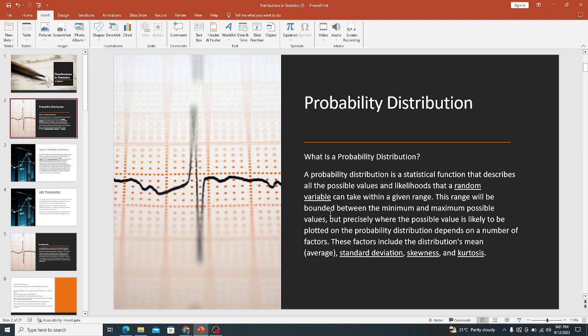This range will be bounded between the minimum and maximum possible values. But precisely where the possible values are likely to be plotted on a probability distribution graph depends on a number of factors. These are the factors which affect a given distribution. For example, we have standard deviation, skewness, and kurtosis.